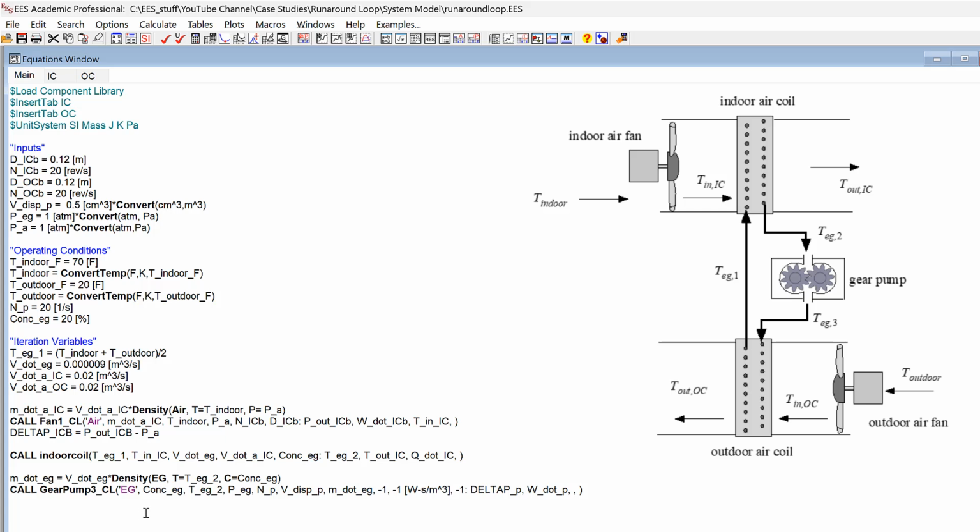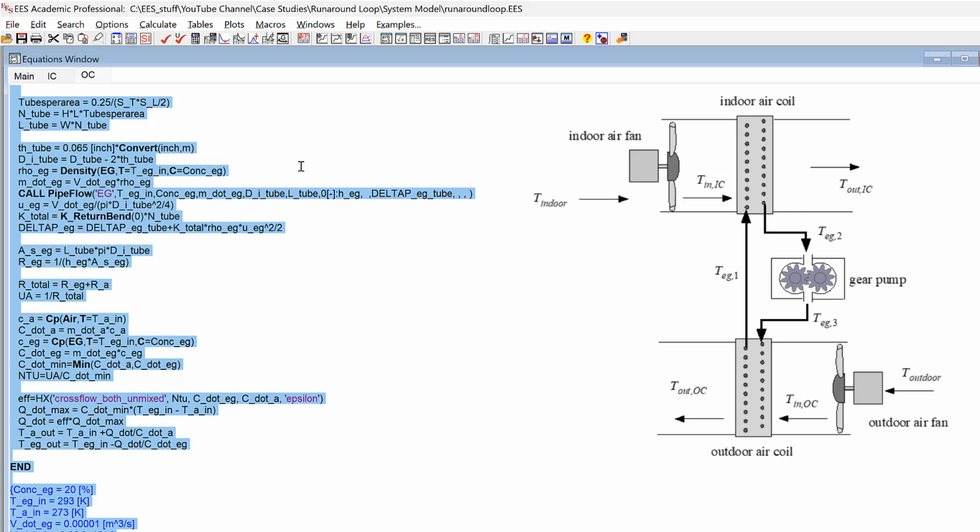I need to calculate the temperature coming out of that gear pump. So there's different ways to do that. For now, I'm just going to ignore that temperature rise and say that the temperature coming out of the gear pump is the same as the temperature going into the gear pump. So TEG3 is TEG2.